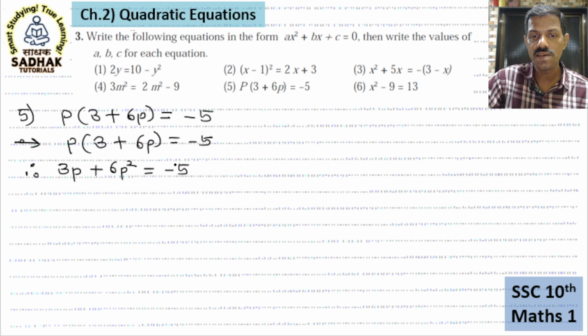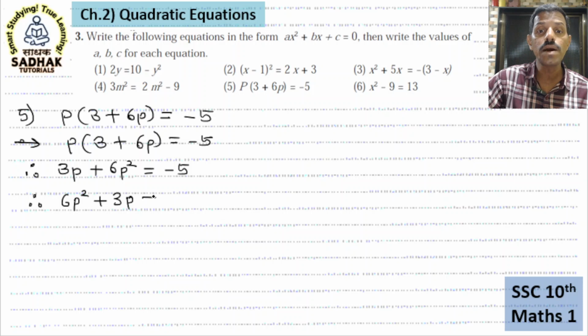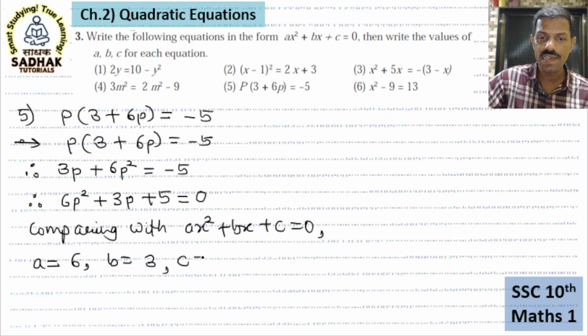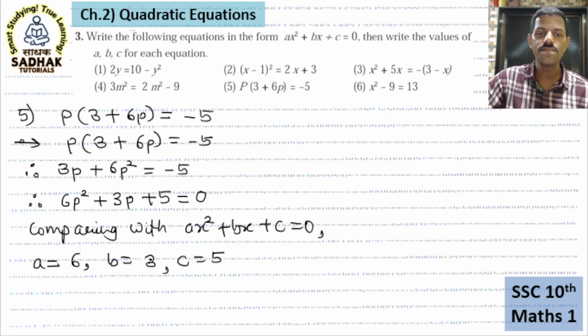Okay, now this -5 term, let us take it on the left hand side and let us also write these two terms in the order of degree. The one with higher degree, higher index, we write first. So we will write 6P square first, then 3P, and then we write this constant term -5. When it comes on the left hand side, it will become +5 is equal to, on the right hand side we will get 0. So now this equation is in our standard form. Let us compare it with ax square plus bx plus c is equal to 0. What do we get? We get a is equal to 6, b is equal to 3 and c is equal to 5. Okay, so that is the answer of the fifth sum.